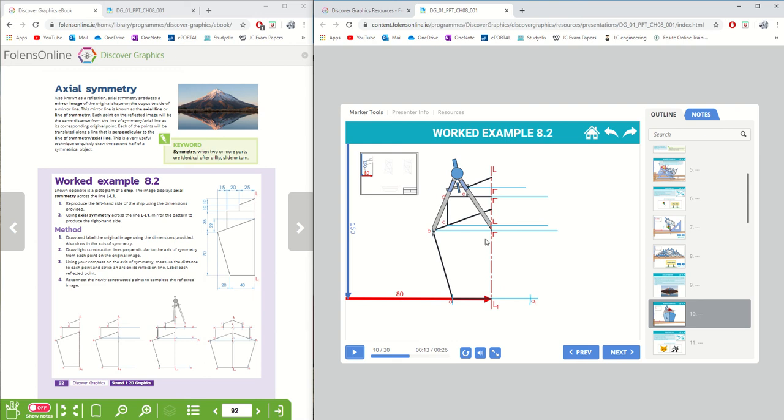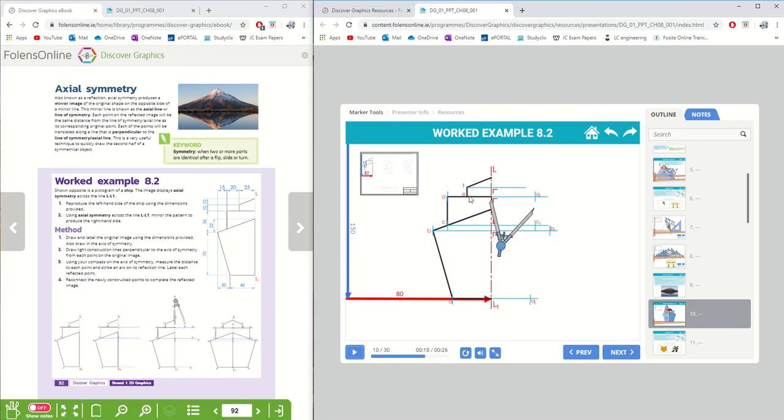So for B, notice that my compass is getting bigger this time because the distance from the line of symmetry to B is larger than the distance from the line of symmetry to A. So I'm taking the distance from the line of symmetry along this line to B, and I'm going to rotate it over to the far side, and that's going to get me B1. Okay, you're going to repeat that process for the rest of them. So C1, to get D1.